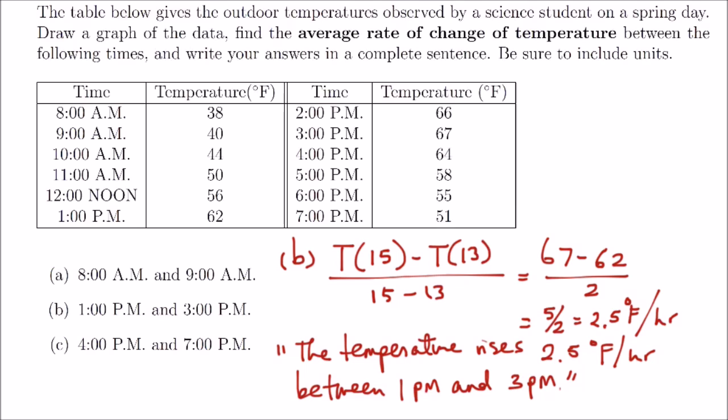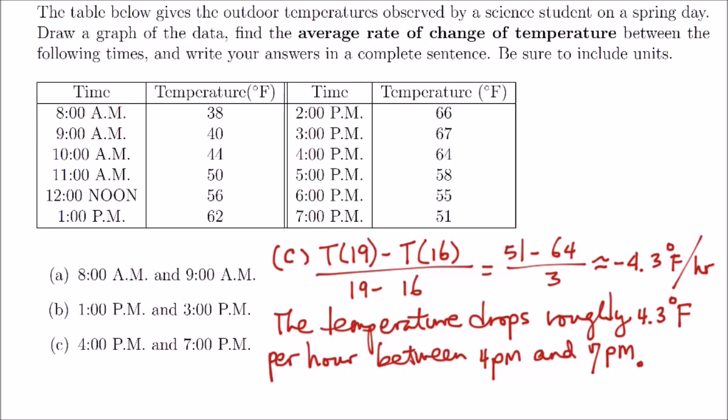Alright, so for part B, I have T of 15 minus T of 13, divided by 15 minus 13. I use 15 because that's what 3 p.m. means, and 13 is what 1 p.m. means. I got 2.5 degrees F per hour here, which means I would interpret this answer as the temperature rises 2.5 degrees Fahrenheit per hour between 1 p.m. and 3 p.m.